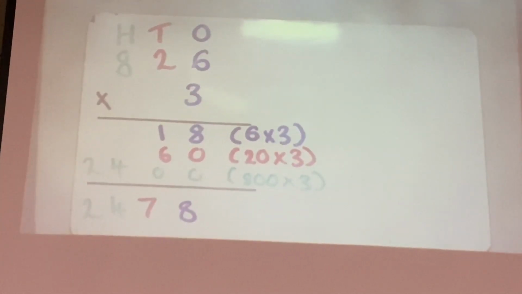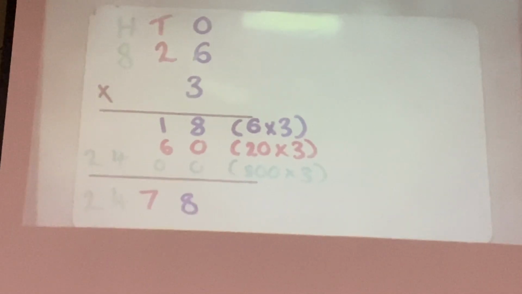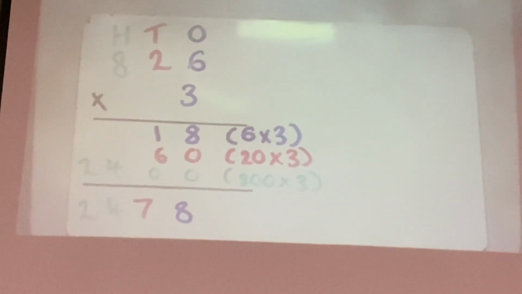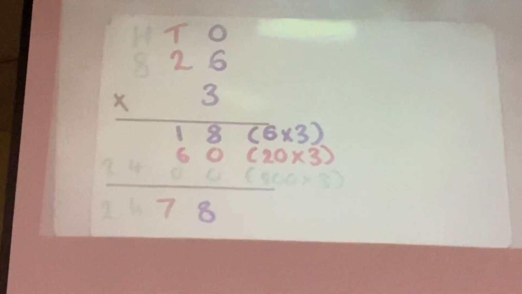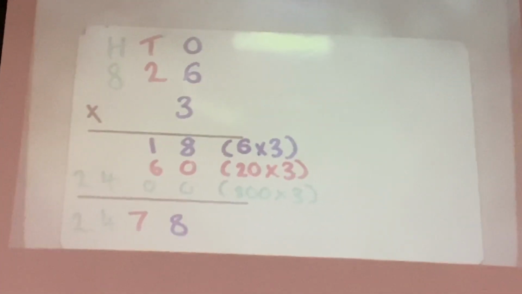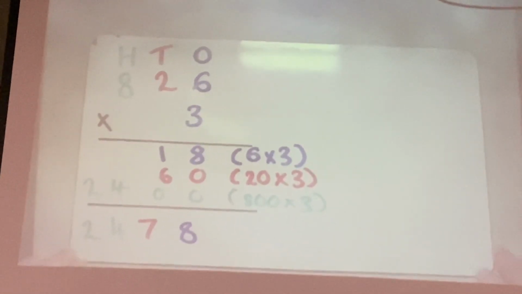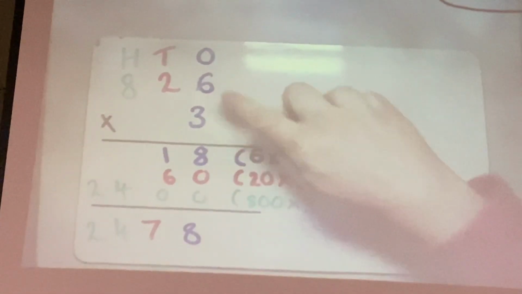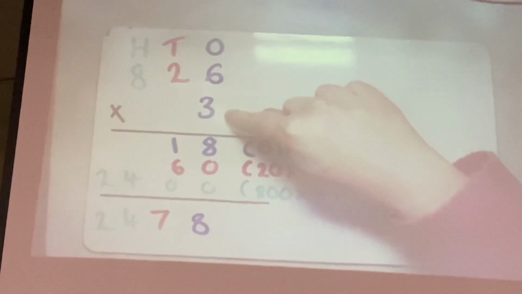Sometimes they might have done this in Year 3 as well, but we might recap it in Year 4 if we feel that we need to, assessing where the children are at. And basically it's just setting them up for later when they do the short multiplication method. So again, they start with their ones, and we say to them that this number is going to be your busy number, so it's going to be doing all the work.